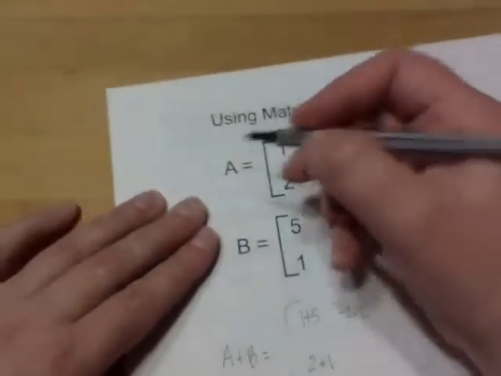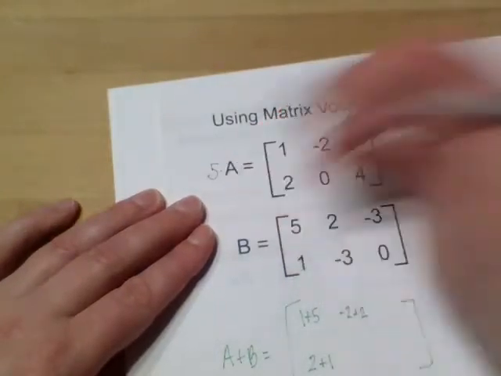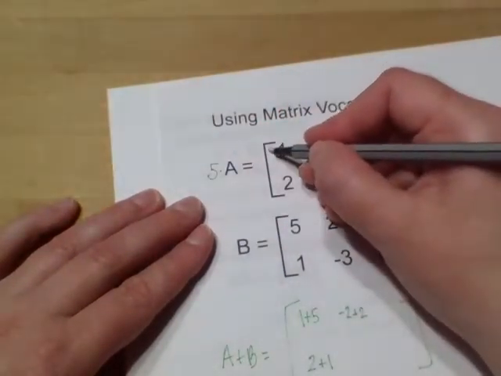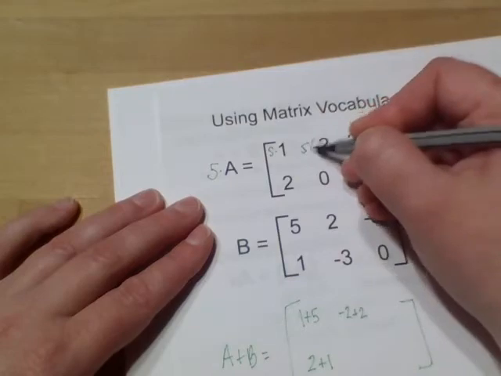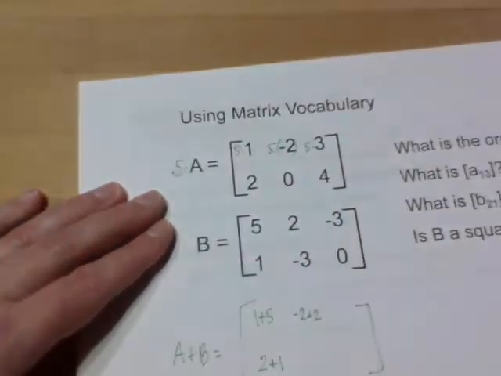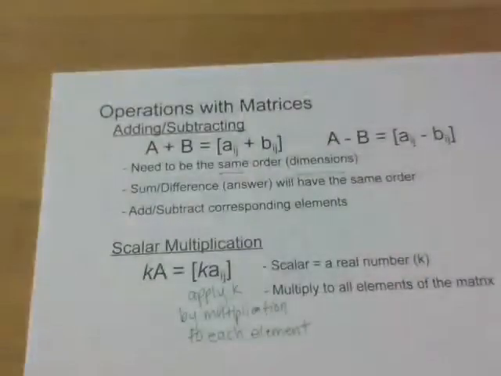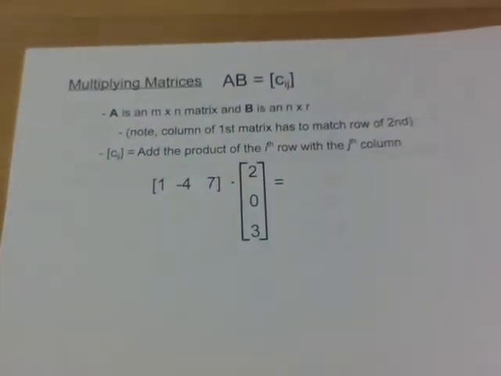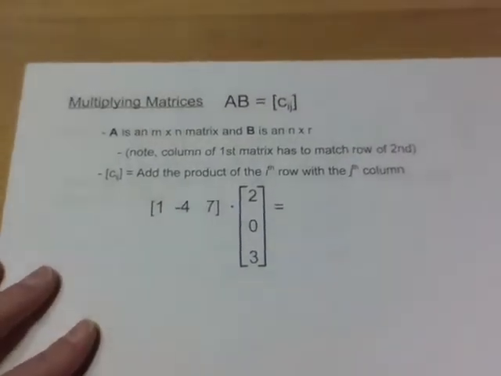So taking a look over here again at our examples, if we were trying to find 5 times a, you would have 5 times 1, and 5 times -2, and 5 times 3. All right. That's scalar. So then we're actually going to do multiplying matrices, which is pretty intricate. Okay, so we're just going to make sure that we can get there.